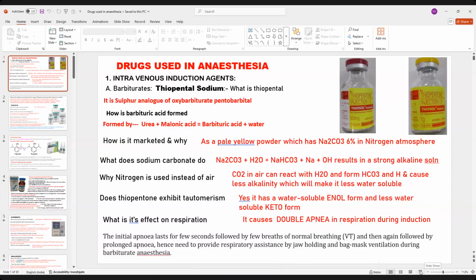Yes, sir. Okay. So the drugs commonly kept in your practical exams can be classified into the intravenous induction agents, the muscle relaxants, the analgesics, the inhalational agents, and the reversal agents, and some of the critical care drugs like antiarrhythmics and other IV fluids. All these things come under the drugs classification.